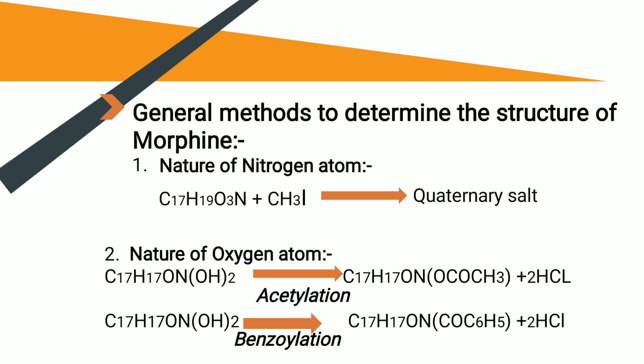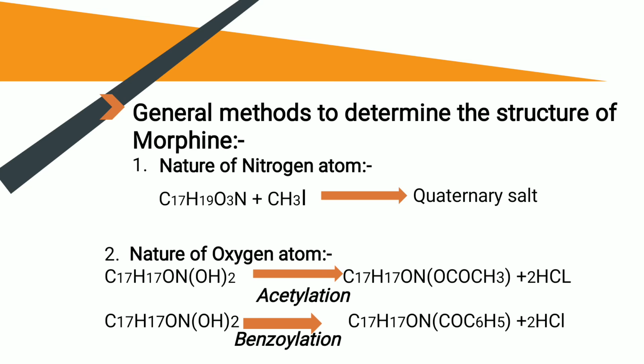First, we will see the nature of the nitrogen atom. To confirm the presence of nitrogen in the compound, we treat it with methyl iodide. When morphine is added to 1 mole of methyl iodide, it forms a quaternary salt, which confirms that morphine contains a tertiary nitrogen atom.